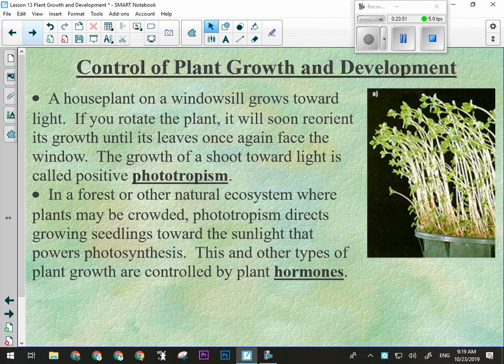So, a houseplant on a windowsill, just like these ones, will grow towards the light. If you rotate the plant, it will soon reorient its growth until the leaves once again face the window. The growth of a shoot towards light is called positive phototropism. A tropism is a change in shape of a plant or a growth response of a plant. If it's phototropism, it's a growth response to light. Photo means light.